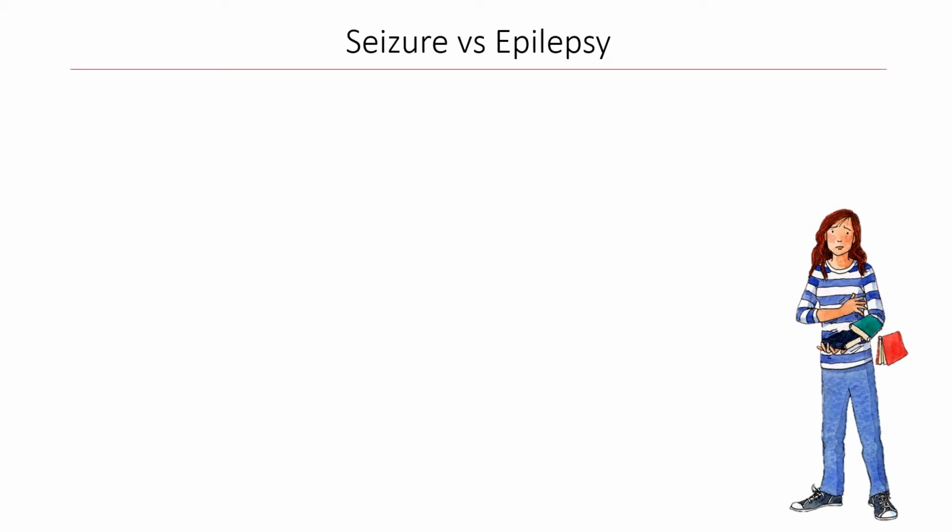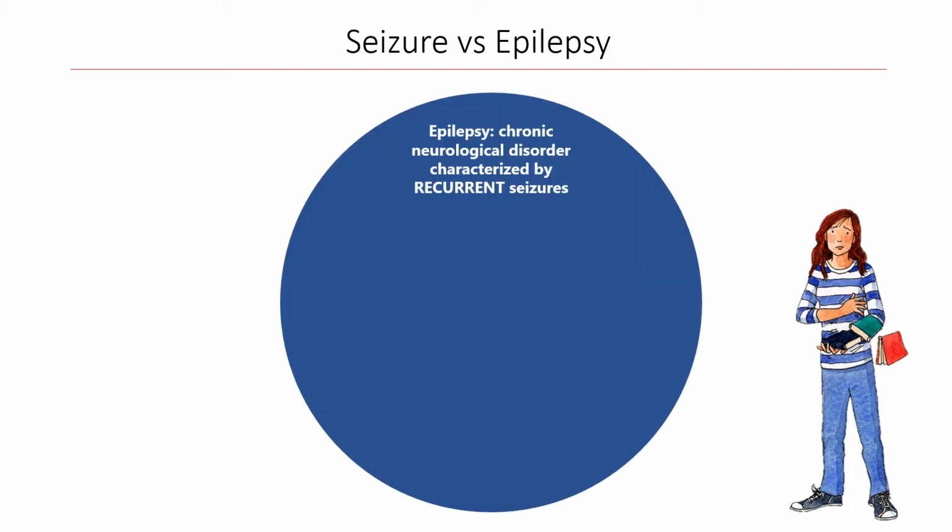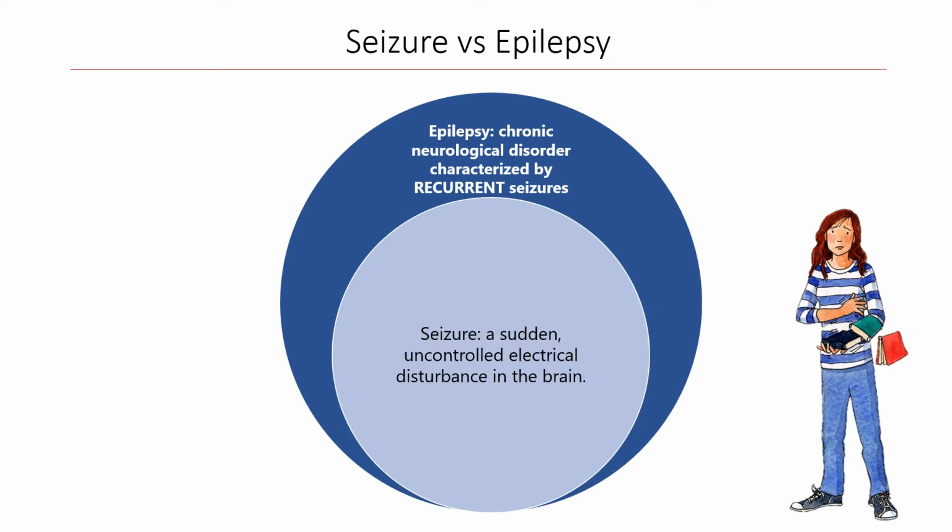Before we move on any further, let us first clarify the definition of epilepsy and seizures. Epilepsy is a chronic neurological disorder characterized by two or more unprovoked seizures. Seizures, on the other hand, are individual occurrences of sudden abnormal electrical activity in the brain.